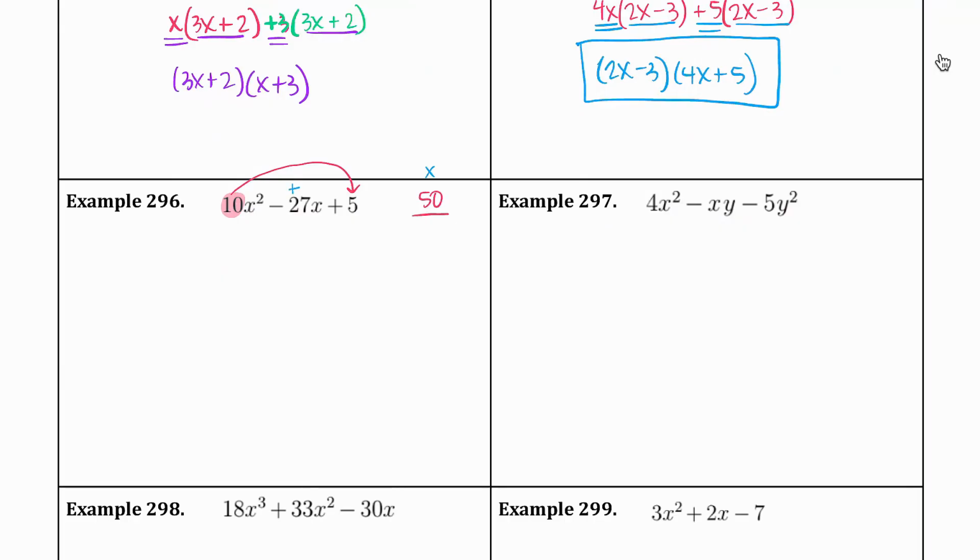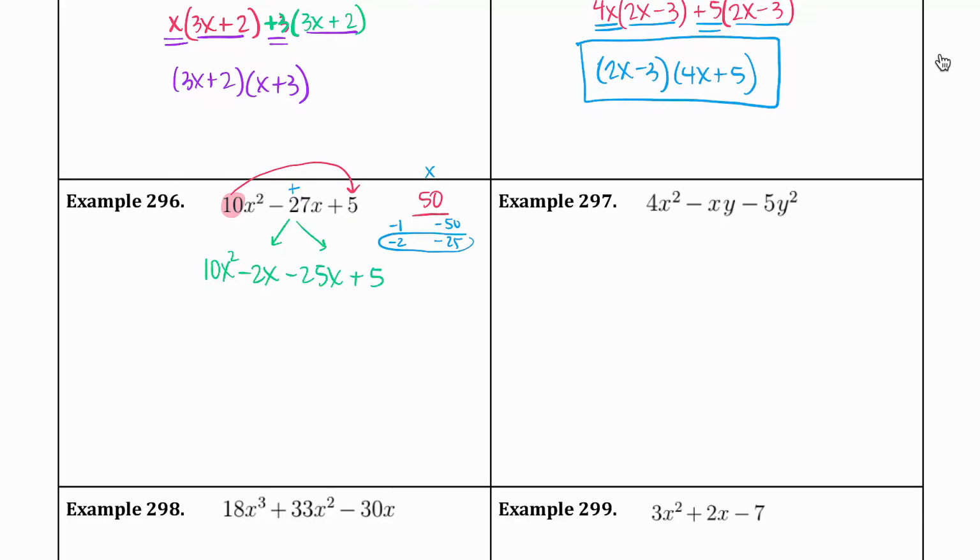Notice since it has to multiply to be a positive number, add to be a negative number, we need two negative numbers. So if we start thinking through our factors, negative 1, negative 50, negative 2, negative 25, that one will work so we don't have to keep going. So we're going to rewrite this splitting up that middle term. We're going to rewrite this with four terms. We have 10x squared minus 2x minus 25x plus 5.